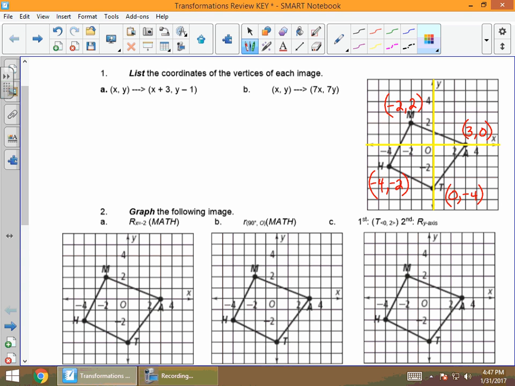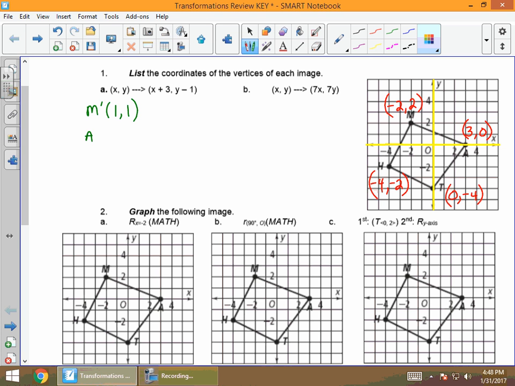So the first thing I'm going to do is find those actual points. And then to find my new points, to find the new M, for instance, I'm going to add 3 to my x value. So the old M was at -2, and -2 plus 3 is 1. And I'm going to subtract 1 from the y's. So instead of 2, 2 minus 1 is 1. So the new M is at (1, 1).